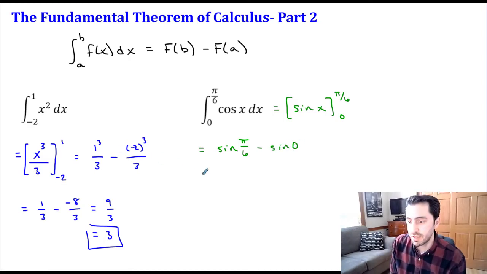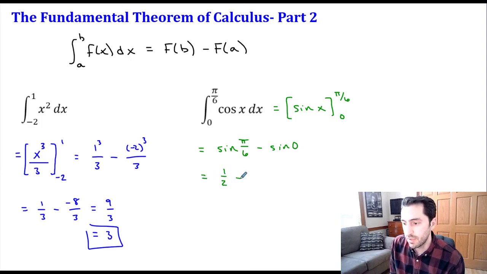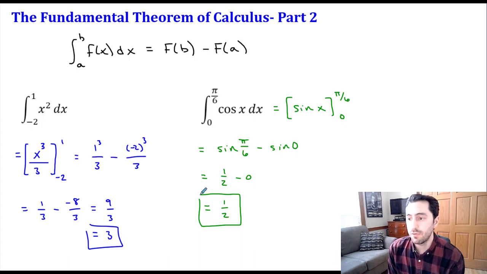And now to finish this up, the sine of pi over 6 is equal to 1/2. The sine of 0 is 0. So our definite integral from 0 to pi over 6 of the cosine of x times dx is equal to 1/2. So that's how we use part 2 of the Fundamental Theorem of Calculus. We find the antiderivative of the function, and then we take the antiderivative evaluated at the upper bound and subtract the antiderivative evaluated at the lower bound.